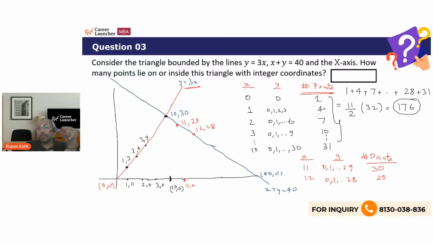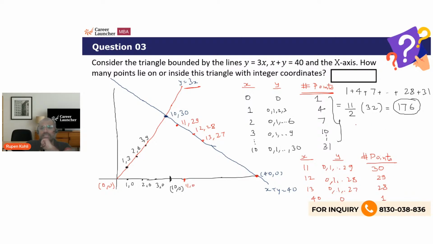Hence, we got this common difference of 3. You can again check when x is 13, right? This will be the point 13 comma 27. So again, from 0 to 27, these will be 28 points. So this is a very simple sequence of 30, 29, 28, all the way up to the very end, when this will be 40. So there will be a single point y equal to 0 and a single point on the triangle.